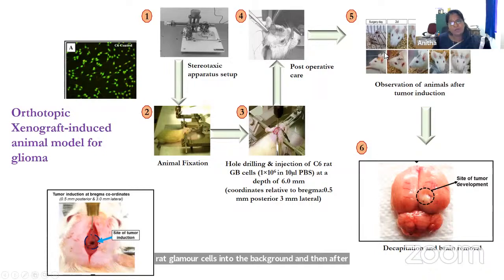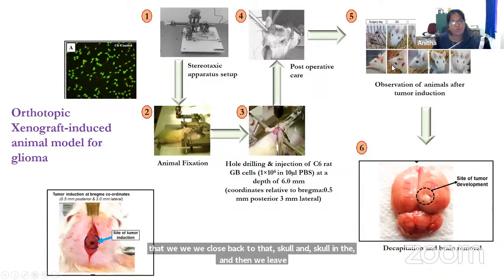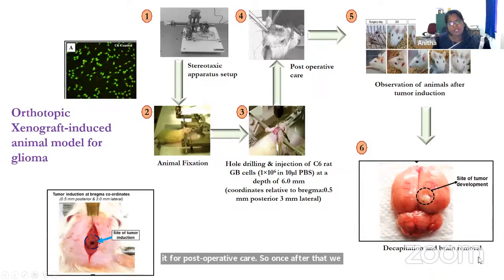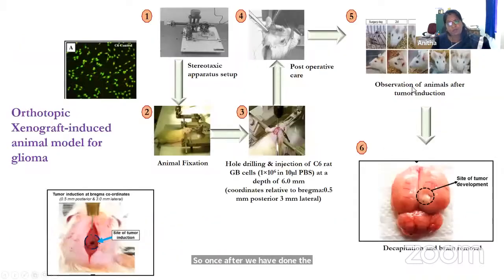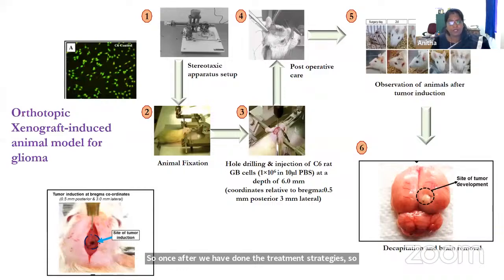We observe the animals after tumor induction for about 20 days. After 20 days, we decapitate the animals and remove the brain. If you see, this is the site of tumor induction where we made the drill. Once 20 days of glioma implantation had passed, we started giving the drugs for a particular period of time, based on the combination of drugs.